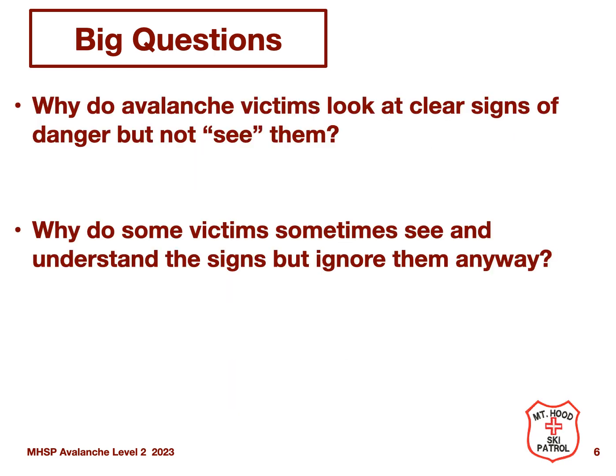So the big questions are, why do avalanche victims look at clear signs of avalanche danger but not see them? And why do some victims see and understand the danger signs but ignore them anyway? The answer to these two critical questions is rooted in how we process information and make decisions.